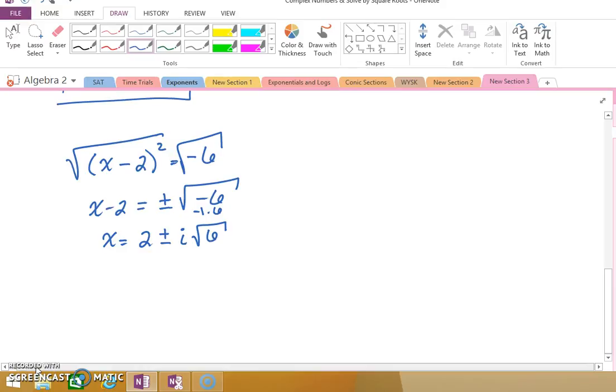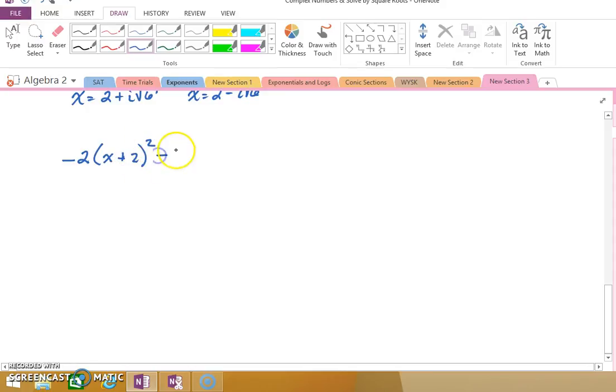Just want to remind you that is two answers. That's x equals 2 plus i square root of 6 and x equals 2 minus i square root of 6. So we do have two answers here, just like we've done with our other problems. All right, let's take a look at another one.